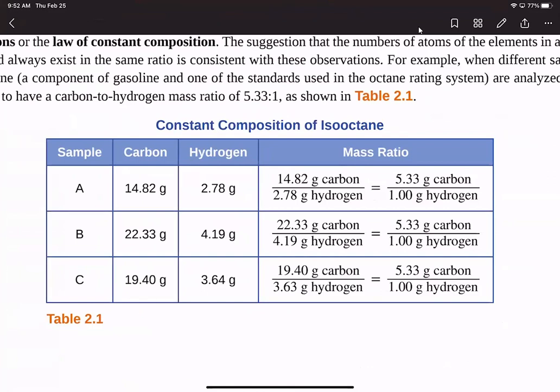And if you were to take samples of isooctane and measure out the carbon and measure out the hydrogen, they always, it doesn't matter what the total mass is, right? When we break it down into individual masses, we're always going to end up with some 5.3 to 1 ratio, 5.3 grams of carbon for every 1 gram of hydrogen. And we can see that just kind of in this sample size here of measuring that out, is that when we break it down into masses of each element, the mass ratio is always the same. The mass ratio is always going to be the same.